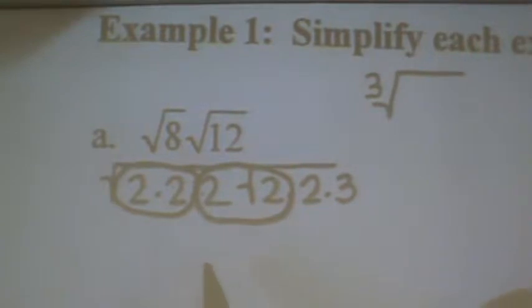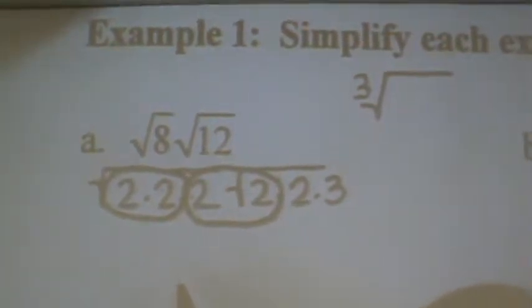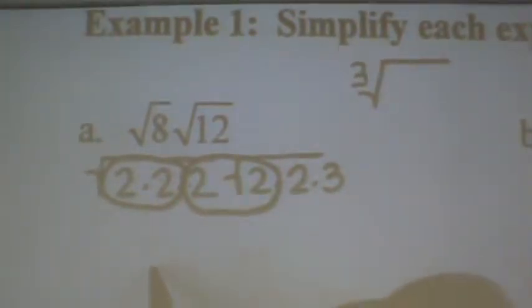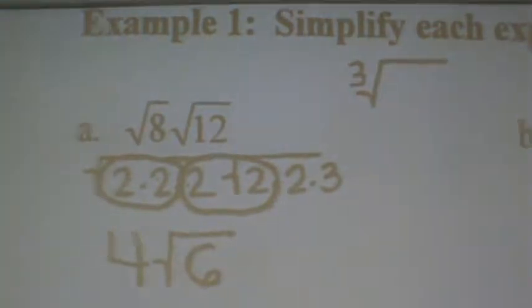So can anyone tell me what the square root of 8 times the square root of 12 is? 4 root 6. And you got it. 4 root 6. So check, you can do that one.